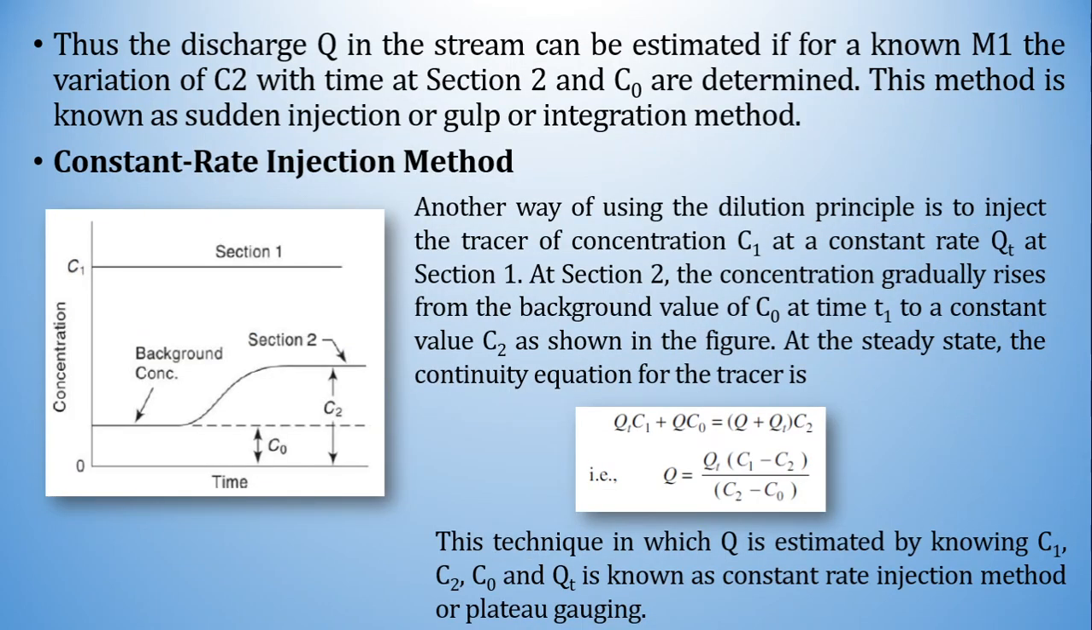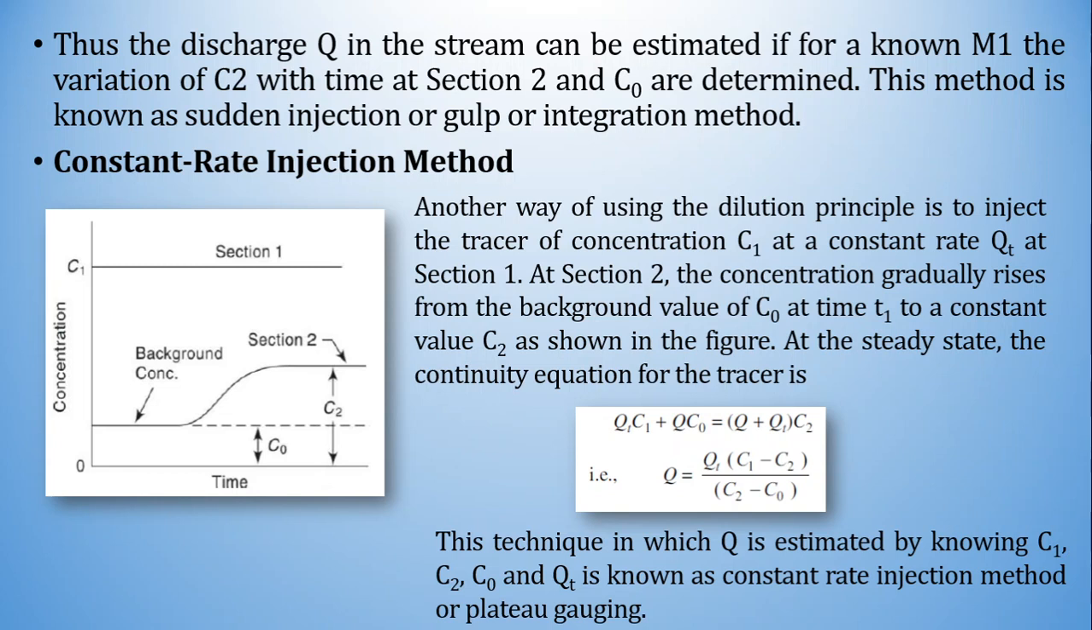Thus the discharge Q in the stream can be estimated if, for a known M1, the variation of C2 with time at section 2 and C0 are determined. This method is known as the sudden injection, gulp or integration method. Then we will see the second method, that is the constant rate injection method.